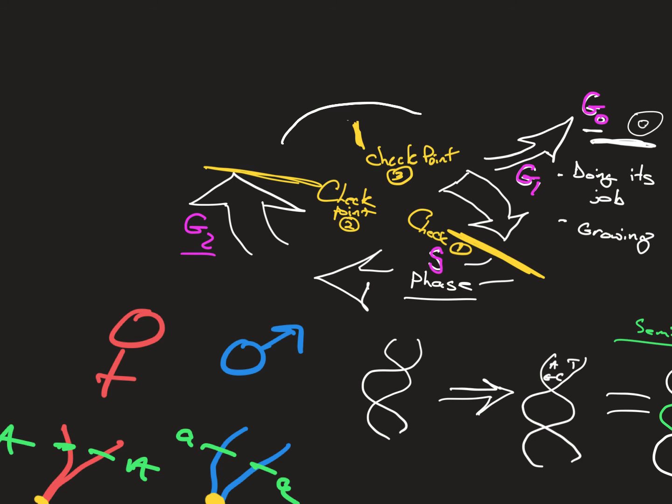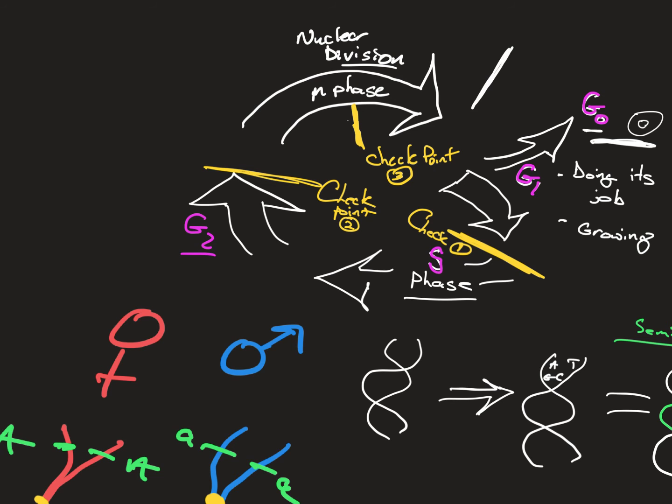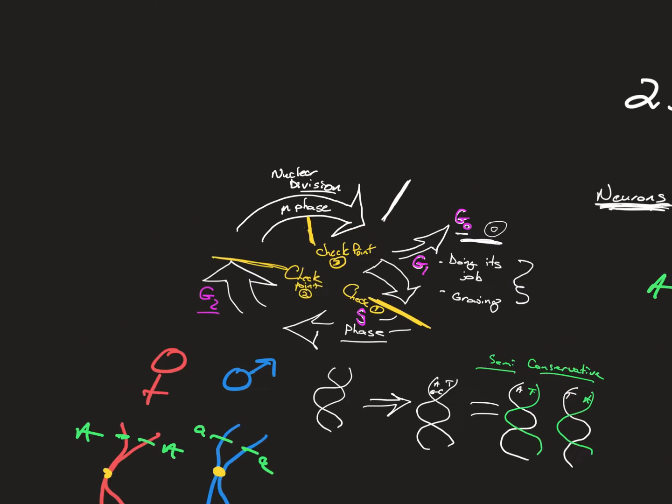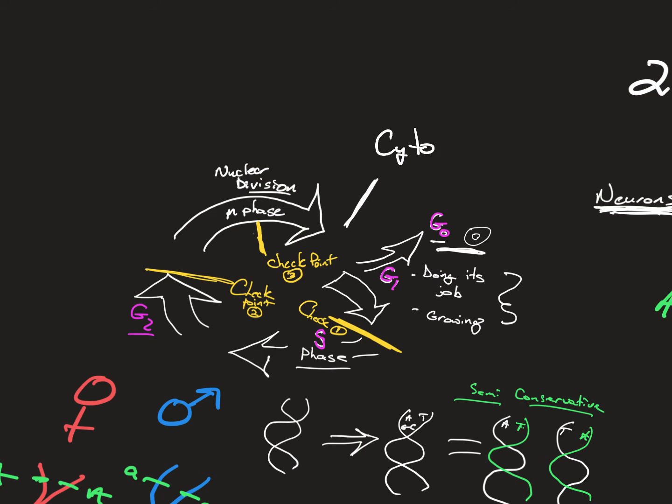So you have M phase, and again, here's the third checkpoint. You're checking during M phase to make sure that everything's still okay. M phase is where you're doing your nuclear division, the division of the cell nucleus. All right. And then the last step of the cell cycle is cytokinesis. And that's where one cell finally turns into 2 cells.